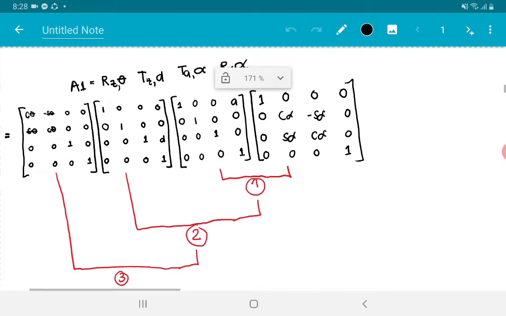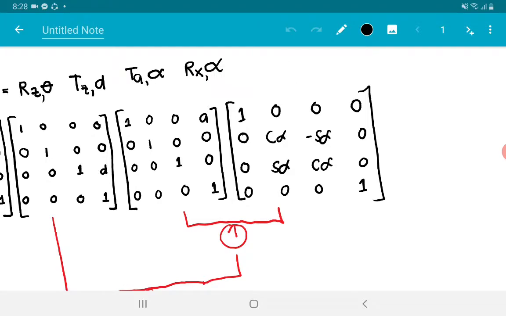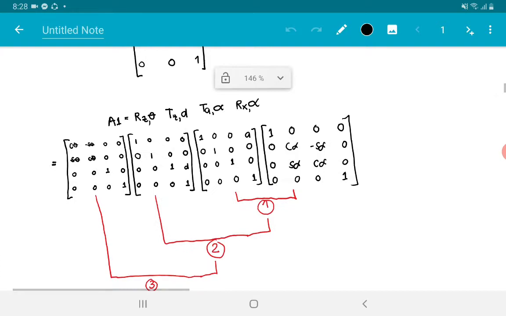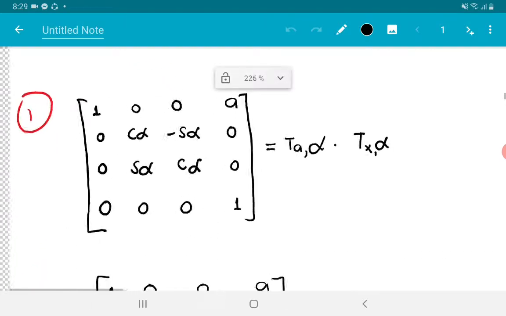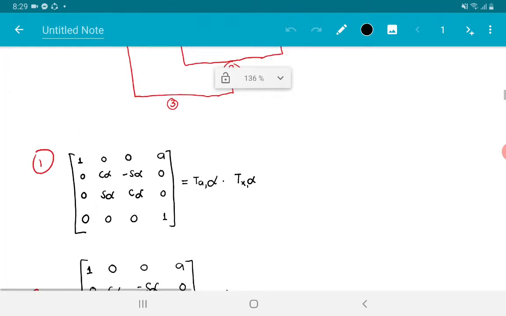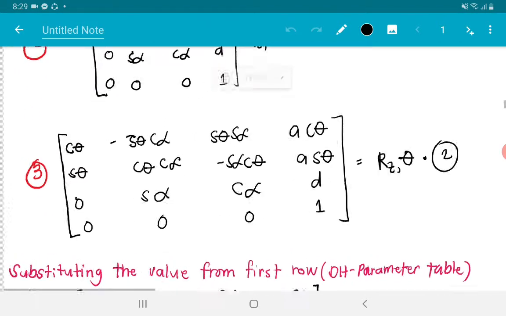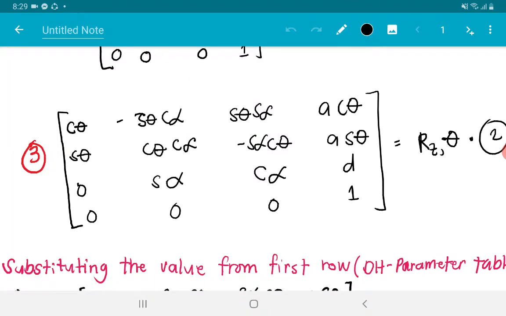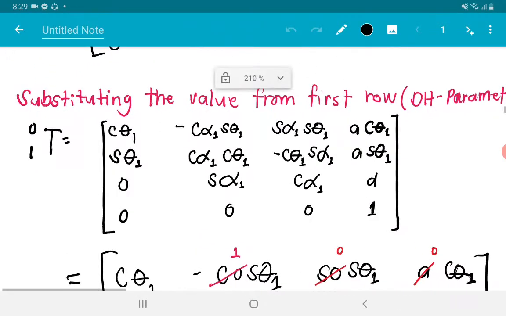substituting the value, you need to multiply these two matrices, then these four matrices together. So this one is the first matrix that you multiplied. So right after multiplication of these four matrices together, this is the form that you need to substitute each row from the parameter table.